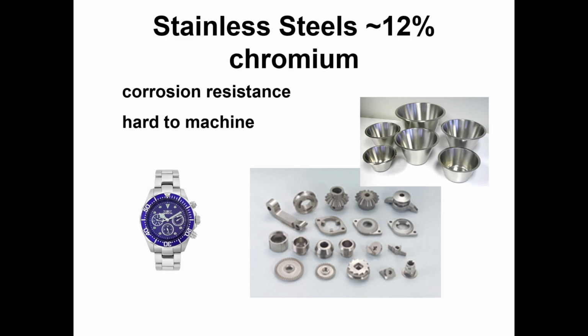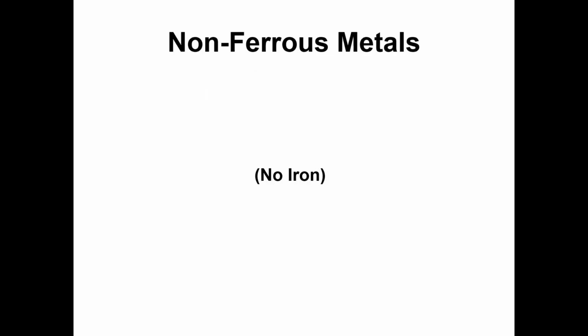If you add chromium to steel, you get stainless steel, and 12% seems to be the magic number where it will not corrode at all. In reality, 12% is too expensive, so they put less than that and let it corrode a little bit. So chromium gives you corrosion resistance and shininess in particular, but it makes it hard to machine. Just trade-offs. There are always trade-offs. And here are some pictures of parts that are made with stainless steel.